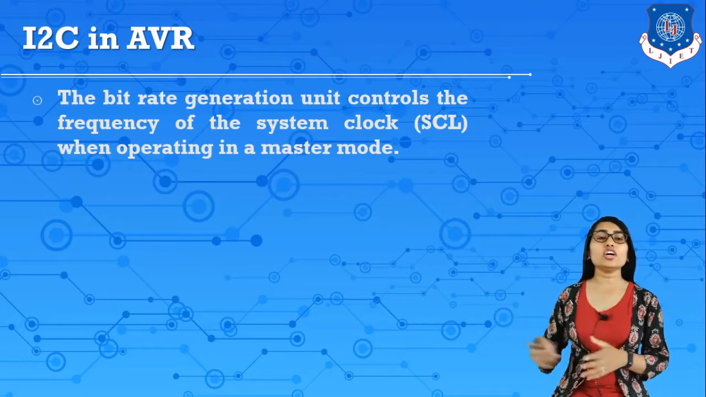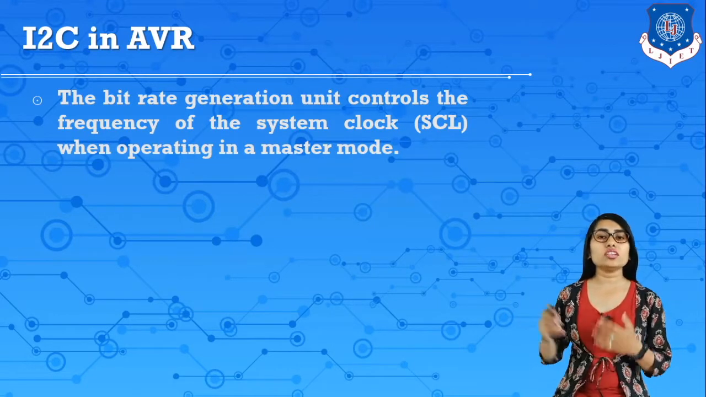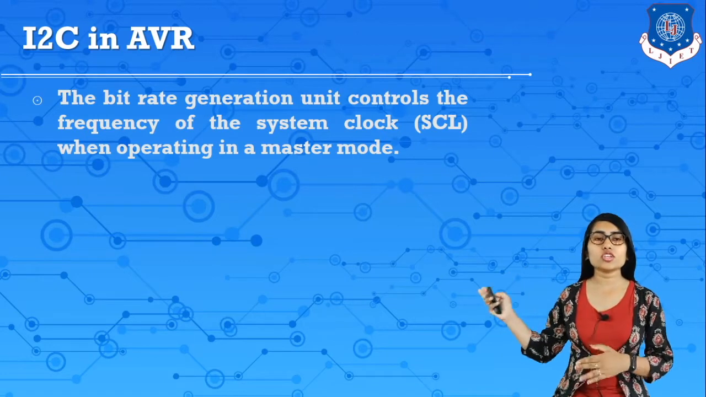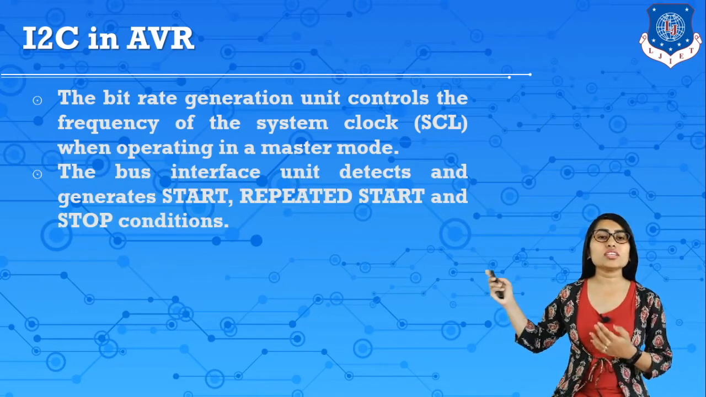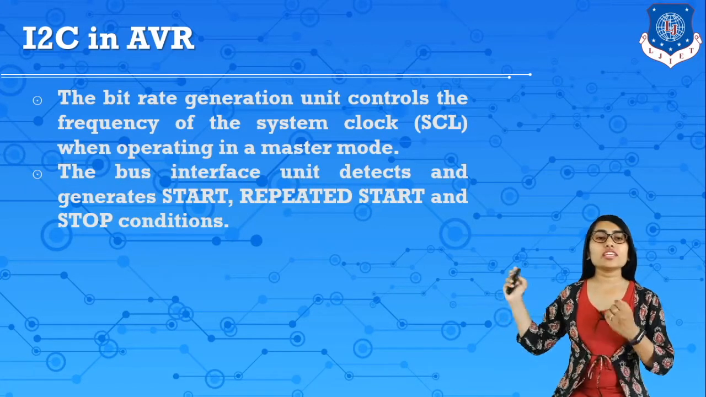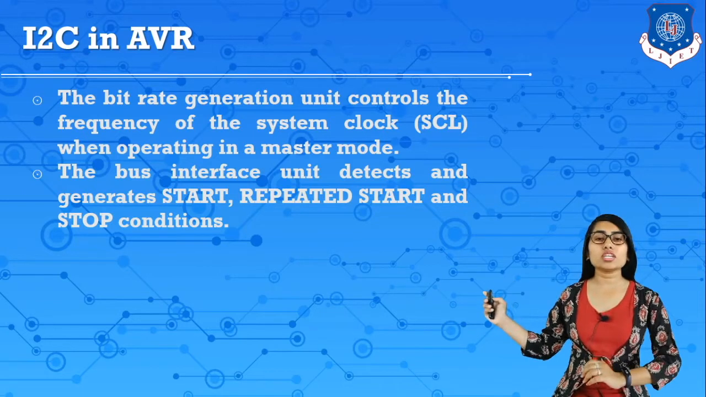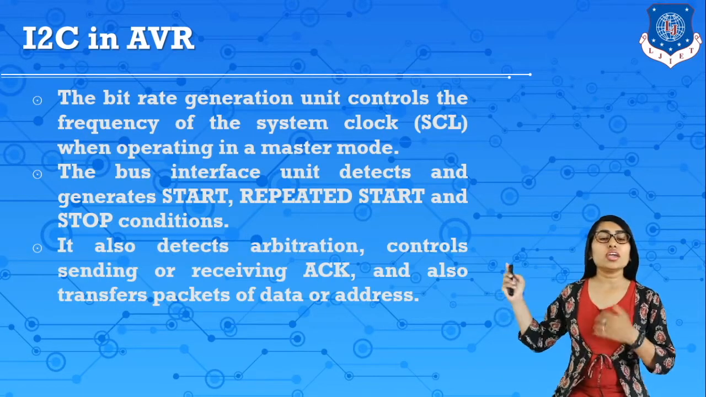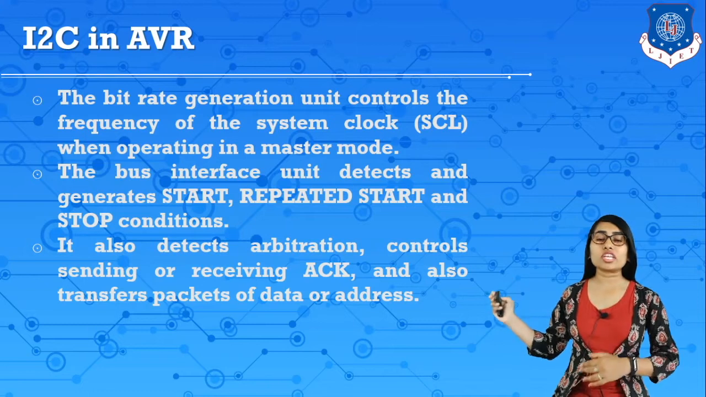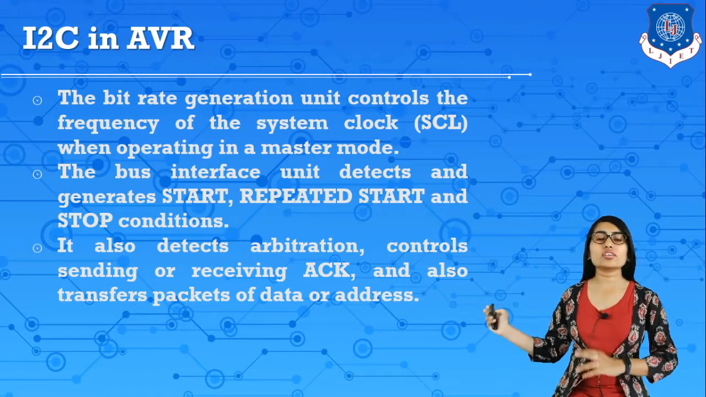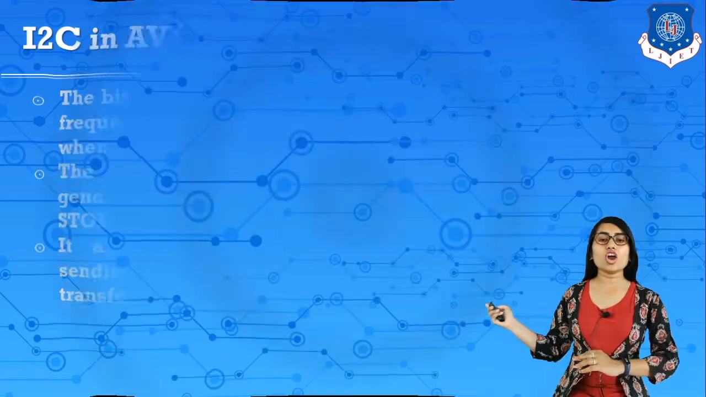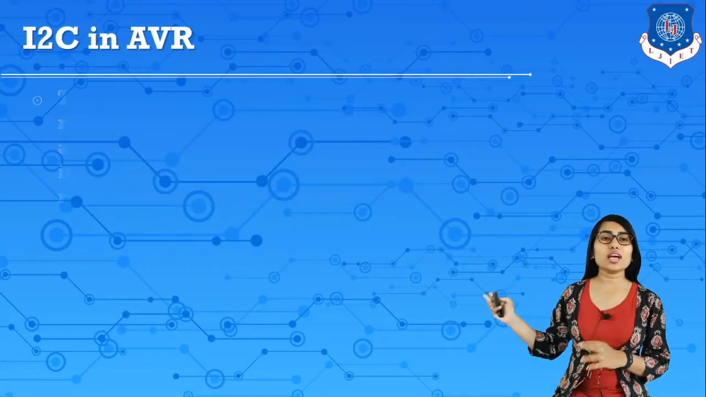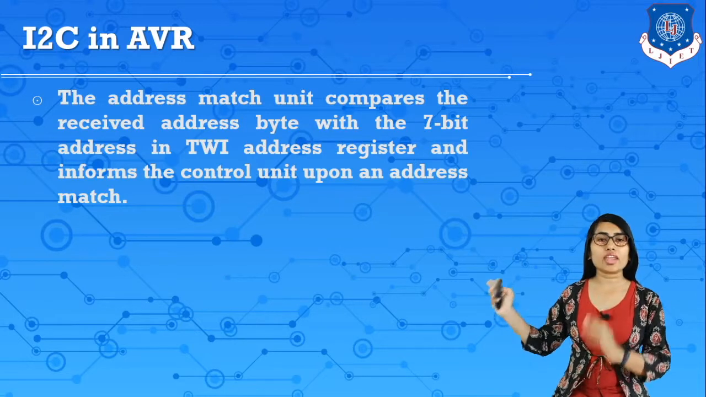Here, the bit rate generation unit controls the frequency of the SCL clock when operating in master mode. Then the bus interface unit detects and generates start, repeated start and stop conditions. It also detects arbitration, controls sending or receiving acknowledge, and also transfers the packet of data or address. So these are all the units, and next is the address match unit.